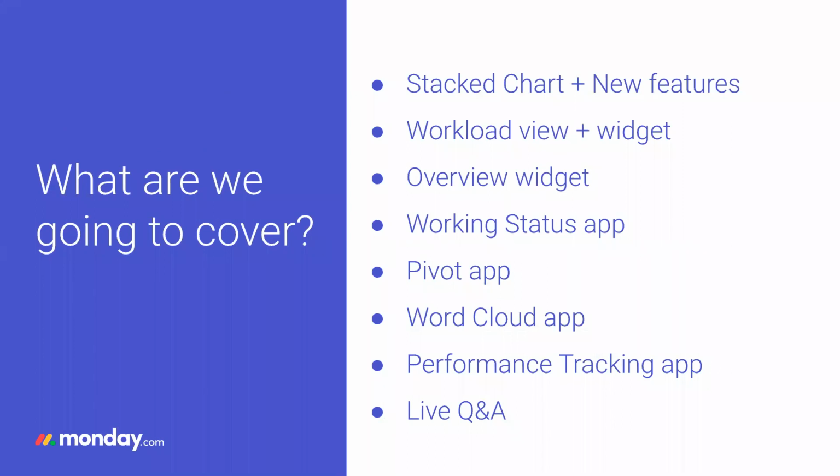We will go over the chart view again, but this time focusing on our stacked chart and new features that we added to the chart feature. We will also look at the workload view and widget, our overview widget, and our different apps like Working Status app, Pivot app, Word Cloud app, and a brand new exciting app, which is performance tracking. These features will allow you to get more complex in how you create reports and provide even more valuable insights to your team and the entire company.